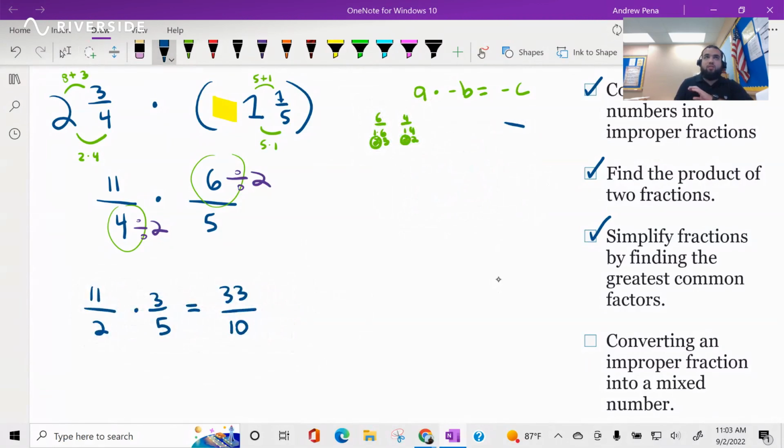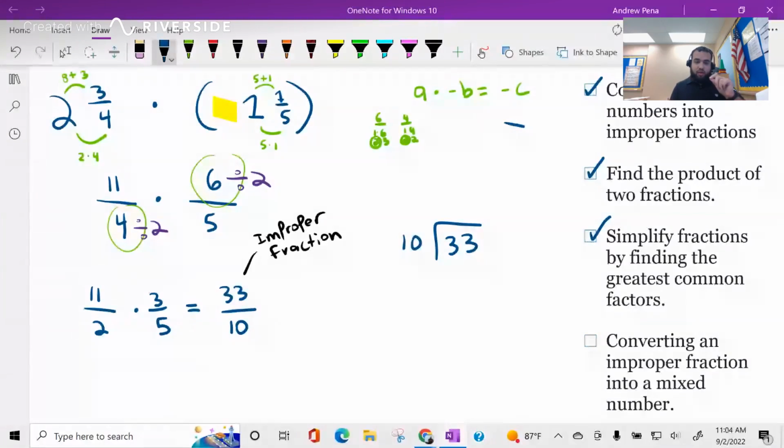This is an improper fraction. We want to turn that into a mixed number. How do you do that? You take the improper fraction, this is one way, and you divide the numerator by the denominator. The numerator goes inside the house, the denominator goes outside the house.